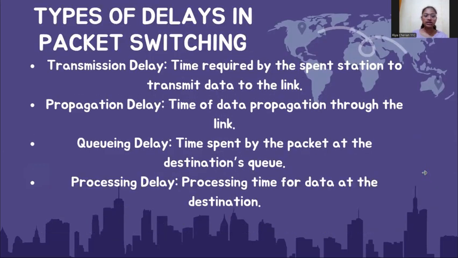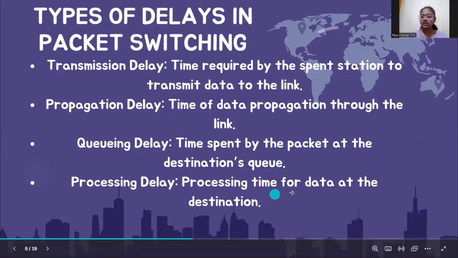Next, we'll be dealing with types of delays in packet switching. First is transmission delay. It is the time required by the source station to transmit data to the link. The next type of delay is propagation delay, the time of data propagation through the link. The third type of delay is queuing delay, the time spent by the packet in the destination's queue. The last type of delay is processing delay. It is the processing time for data at the destination.